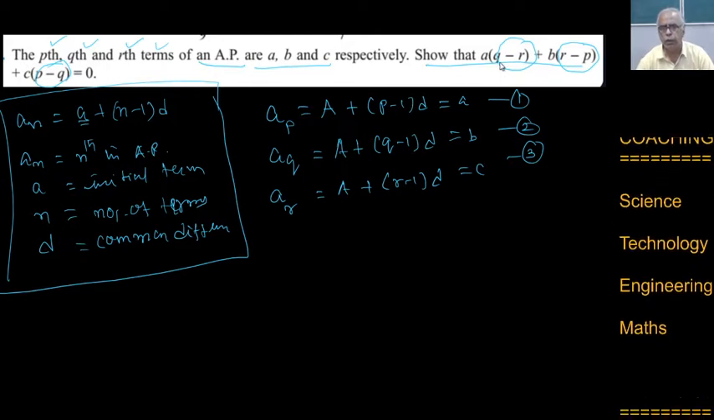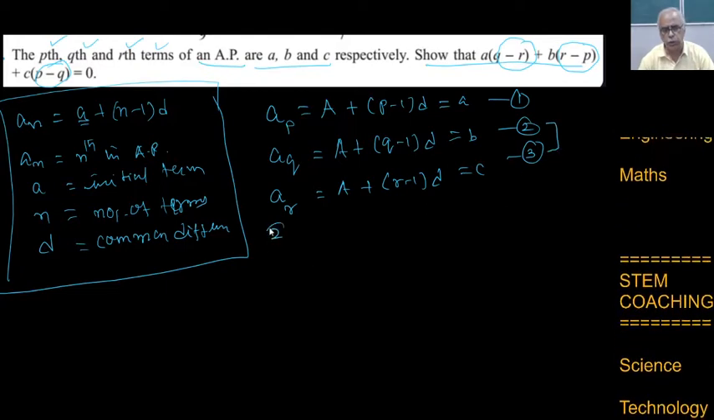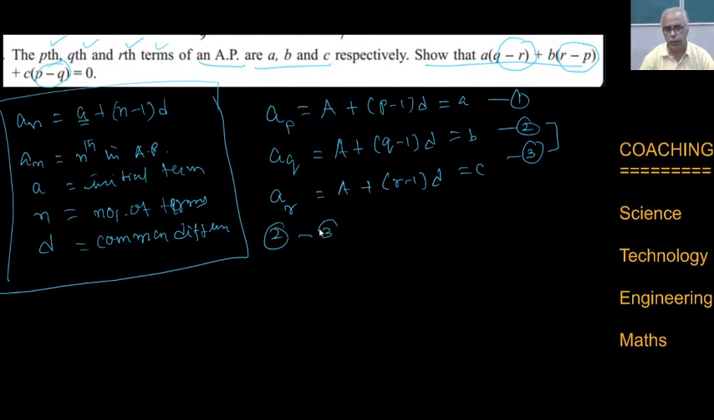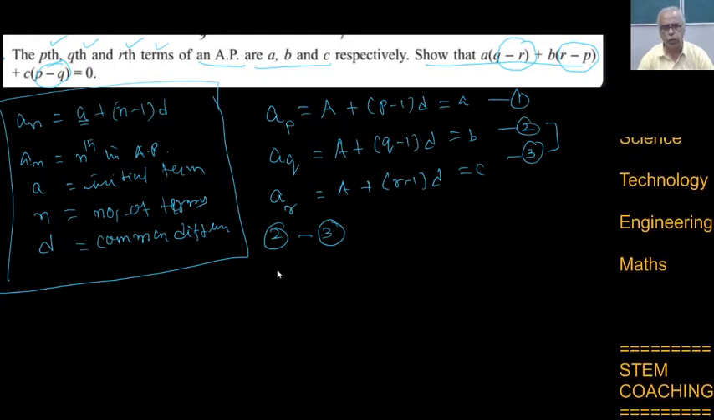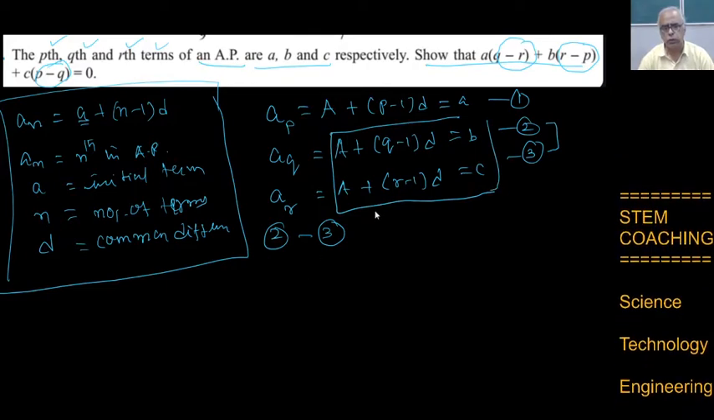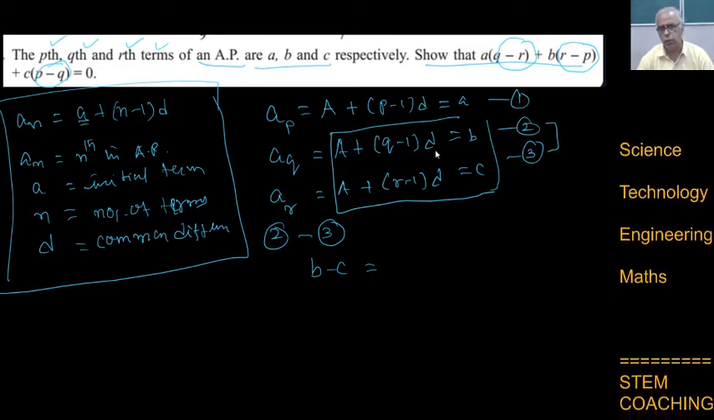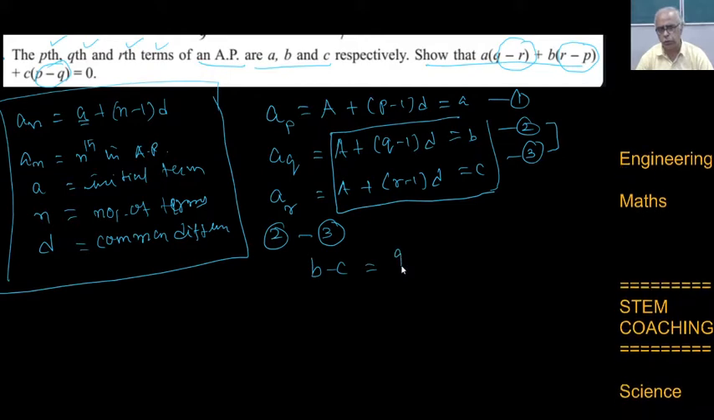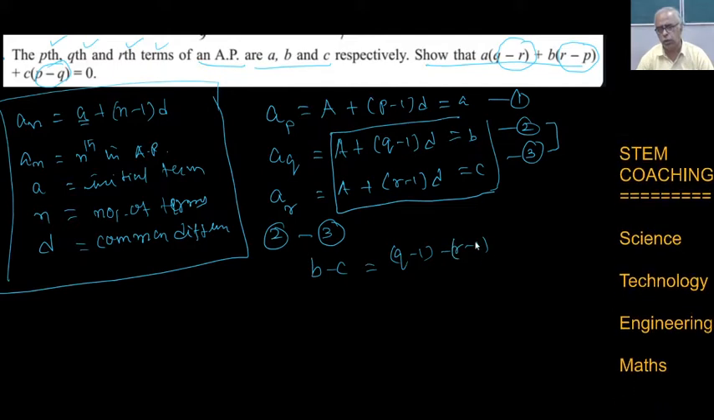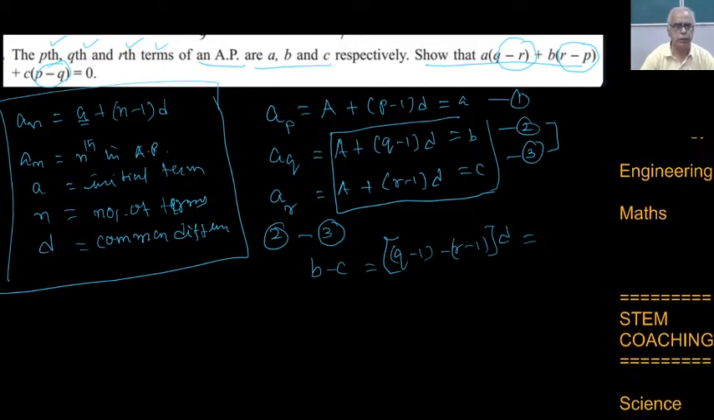So how can you get Q − R? In this case, let us consider equations 2 and 3. Subtract the third equation from the second, so equation 2 minus 3. What will you get? Let us consider only this part. So B − C is equal to, a will be cancelled, now the common factor is d, so ((Q − 1) − (R − 1))d. Here d is made common, and that is given as B − C.